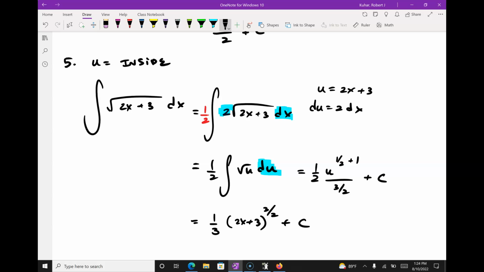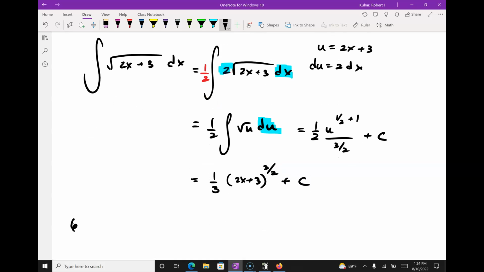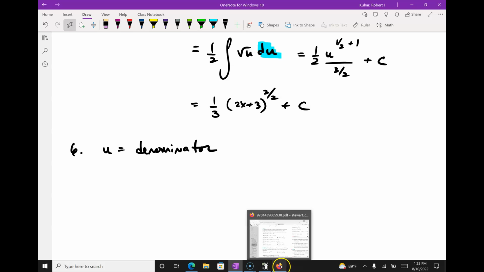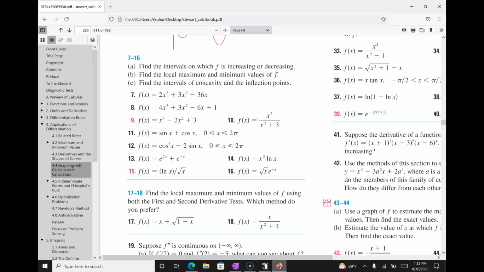Level 4, a whole function is our u. Level 5, the inside is u. Level 6, the downstairs is u. We just did that one yesterday at the end of class, so let me do a couple of those before I add the next method. Okay, so let me go to that particular chapter, section 5.5.